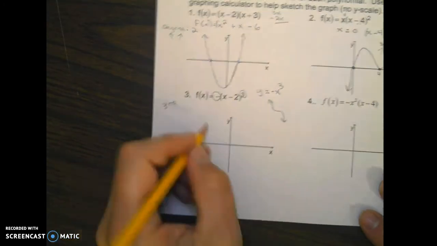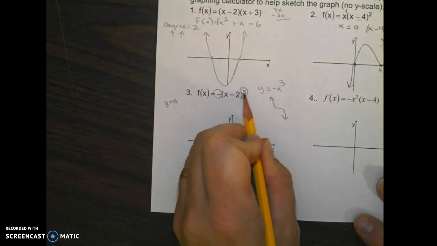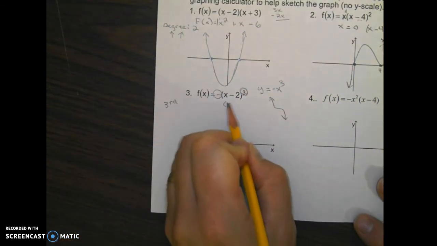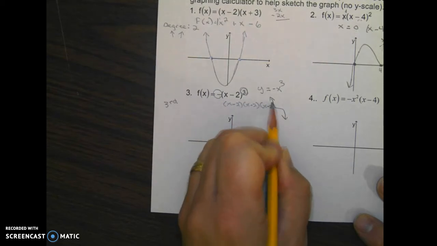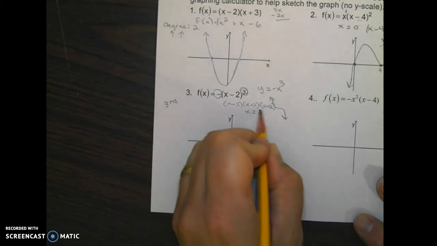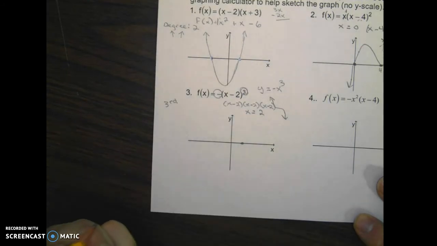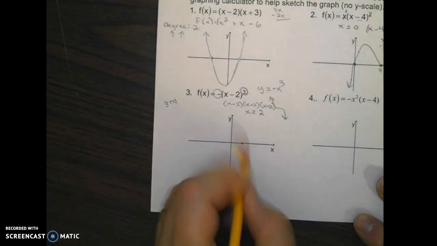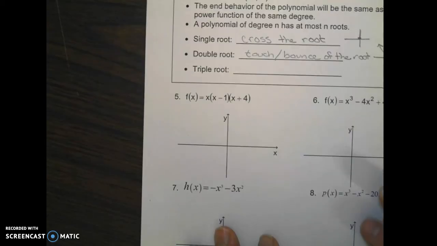So we have a triple root this time. So we'd have x minus 2, x minus 2, x minus 2. So x equals 2 is our root. So we're going to have a root at 2. But what do we do here? We don't cross because it's a single root. We don't bounce. So go over here to your triple root.